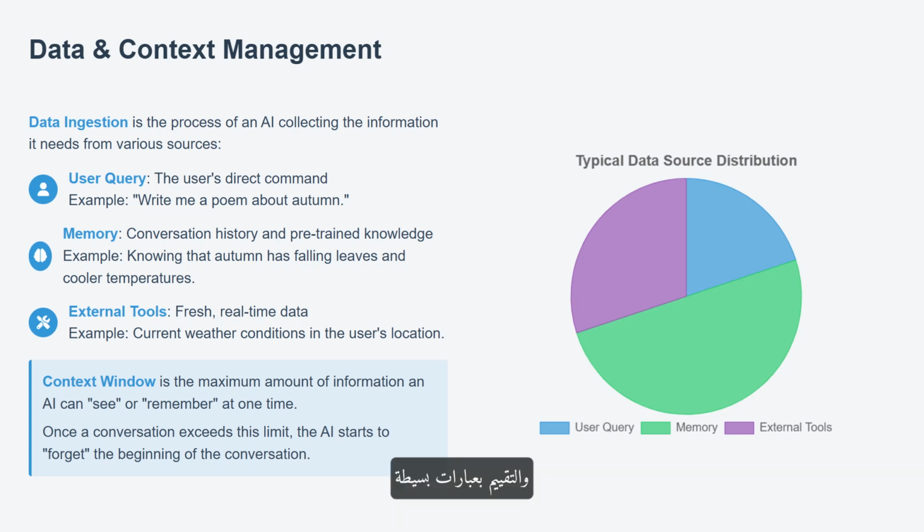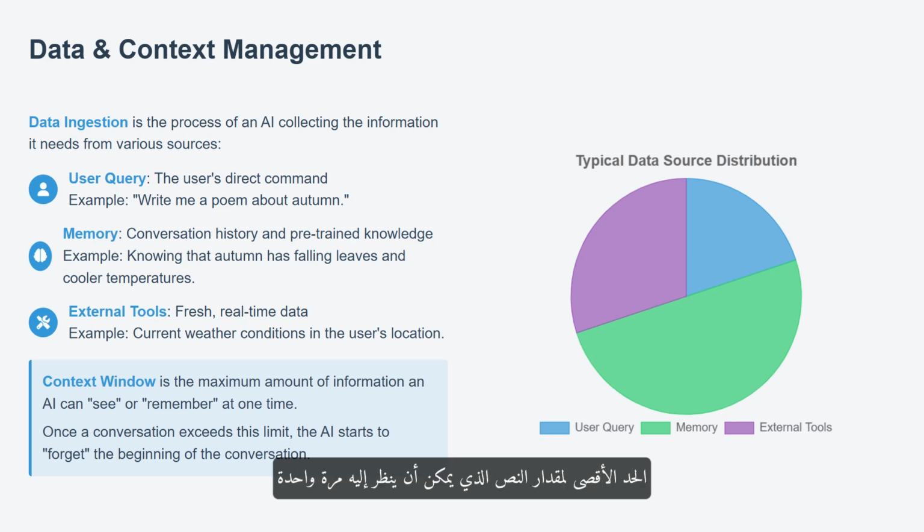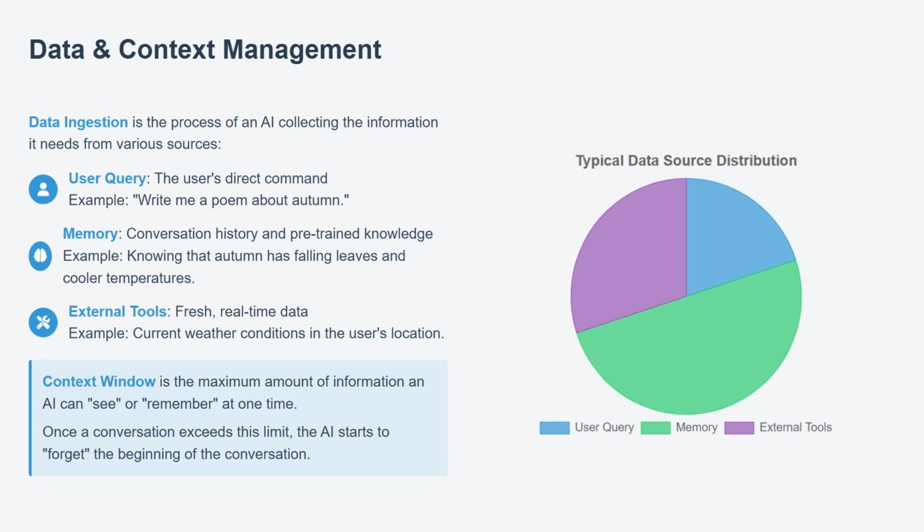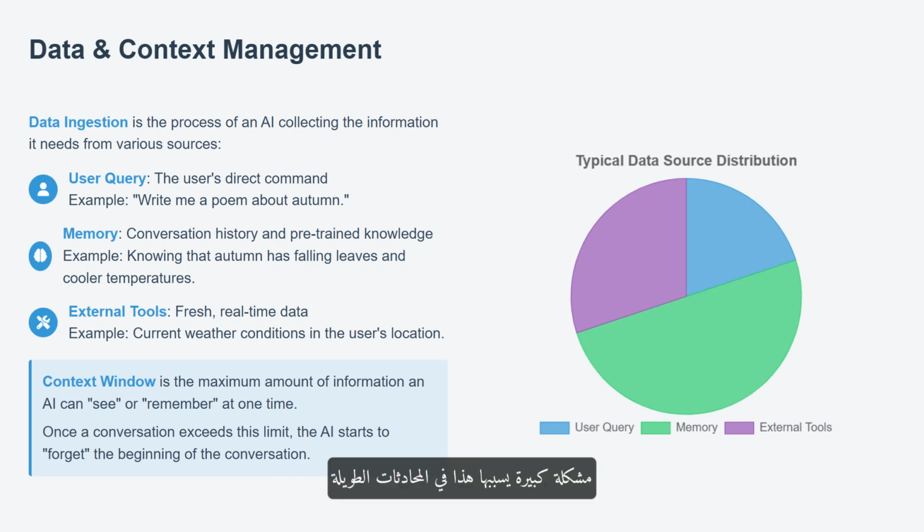And the assessment. In simple terms, what is an AI's context window, and what is one problem it can cause in a long conversation? An AI's context window is its short-term memory, the maximum amount of text it can look at once. A major problem this causes in long conversations is that the AI can forget what was said at the beginning because the early messages get pushed out of its limited memory space, making it seem like it has lost the plot.